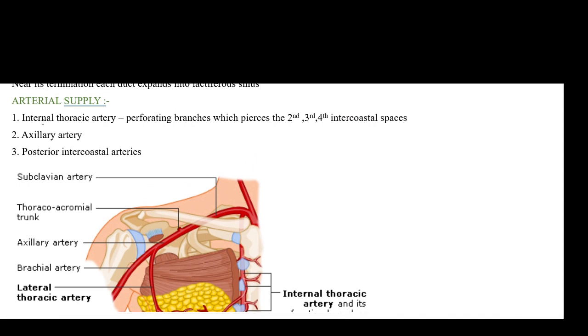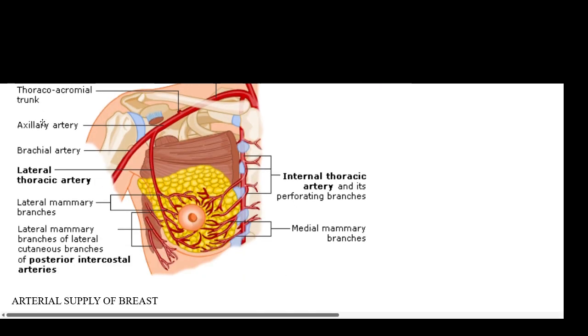It pierces the second, third, and fourth intercostal spaces. Axillary artery: you have studied that the axillary artery is the main artery of the arm region. Posterior intercostal arteries also help in the arterial supply. You can see in this diagram that the axillary artery gives its lateral thoracic branch, which helps in the arterial supply, and the internal thoracic artery has the perforating branches from the second, third, and fourth intercostal spaces. And you can also see the posterior intercostal arteries.